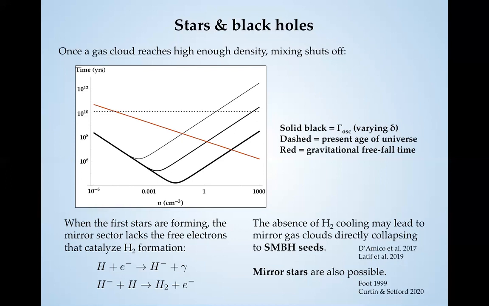So all we have in that sector is mirror hydrogen. And so the chemistry plays out differently. Ordinarily free electrons would catalyze the formation of molecular hydrogen, which is an important coolant in collapsing gas clouds. But we don't have these free mirror electrons. And so we suspect that the absence of H2 may lead to mirror gas clouds directly collapsing to supermassive black hole seeds, because they're unable to cool and fragment into smaller stars.